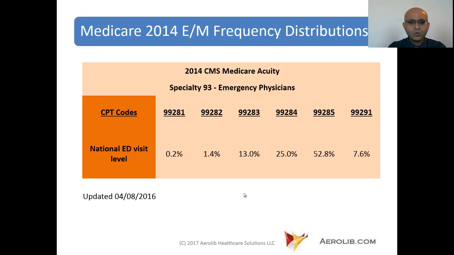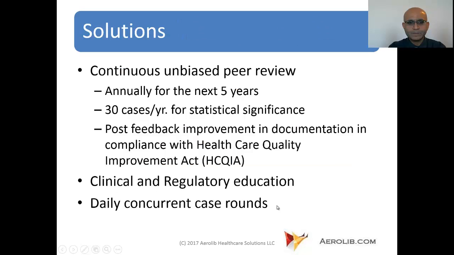CMS does have links to all states. However, the national ED visit level distribution falls under this curve. So what we've done is a continuous unbiased peer review. What we recommend is to be done annually for the next 5 years, at least 30 cases per year per provider for statistical significance, and then more clinical case reviews with post-feedback improvement.